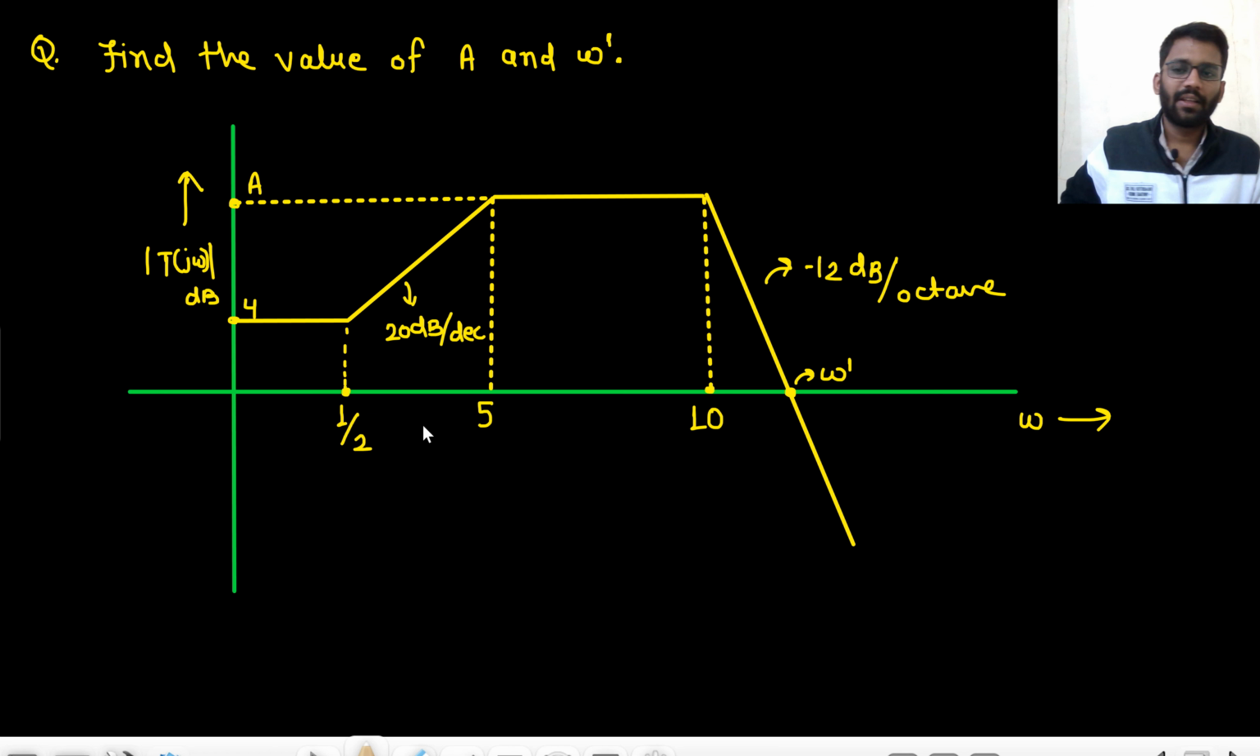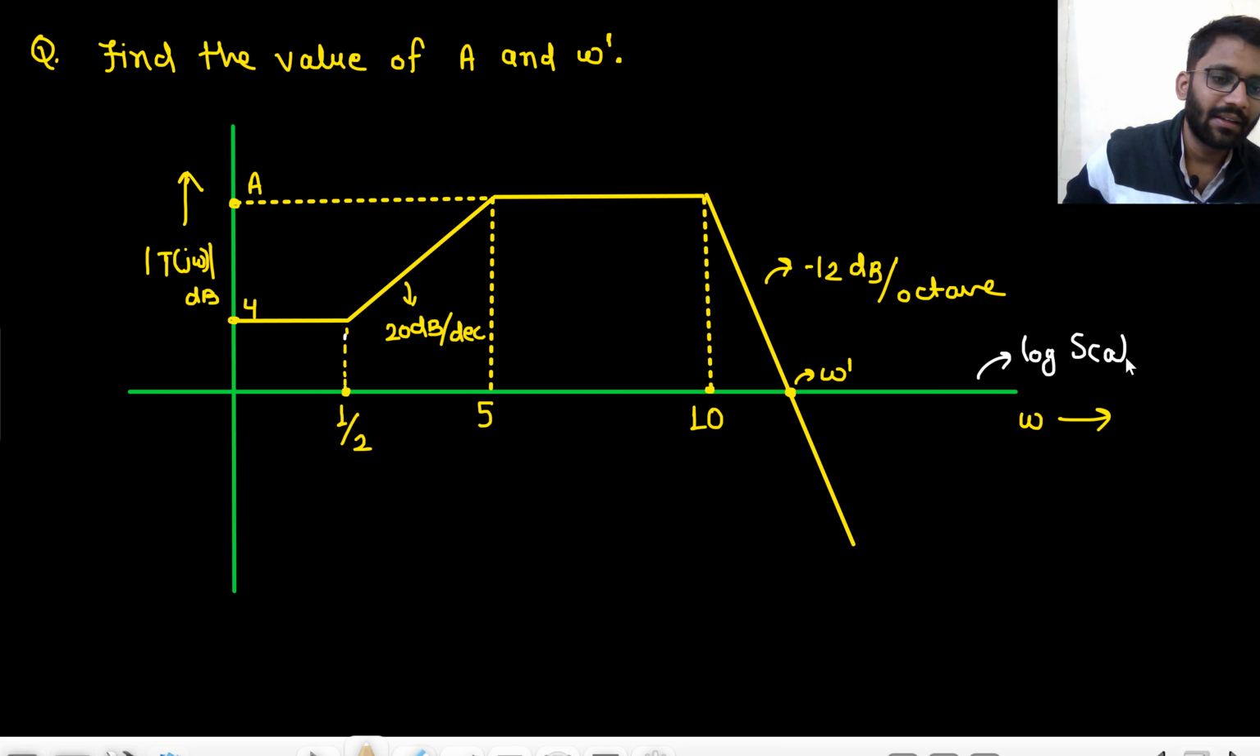Now, before moving on to the next concept or question, let's solve this problem. Find the value of A. Without solving the problem, without applying any formula, can you tell me the value of A? What is the growth of omega on the x-axis? You can see this is a log scale. Every time they will not say it. They will just say that this is a Bode plot, and if a Bode plot is given, that means this is the log scale only.